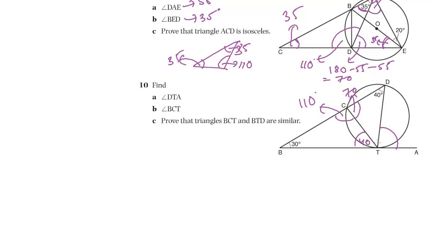Now this is also a chord and this is part of the tangent. So this angle and this angle should be equal by the alternate segment theorem. So this angle should also be 70. So this is angle DTA.